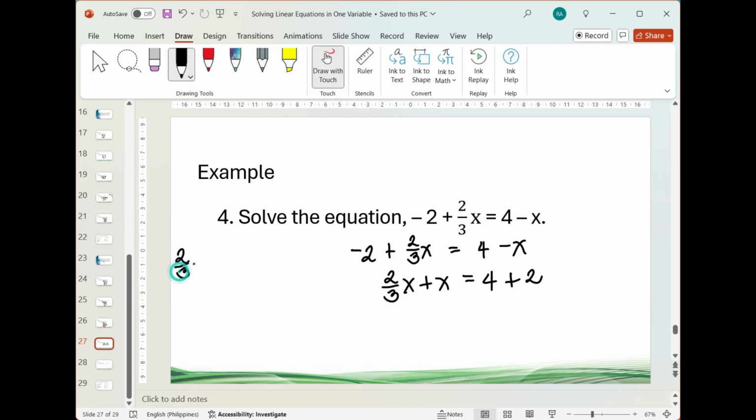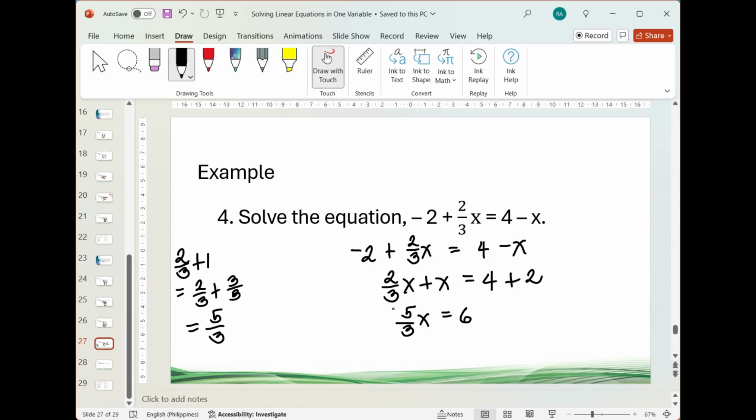Parang 2/3 plus 1. So, remember na si 1, pwede natin siyang i-rewrite as 3/3. 2/3 plus 3/3. So, ang ina-add lang ay numerator. 2 plus 3 is 5. Copy the denominator. So, 2/3 x plus x equals 5/3 x equals, next, 4 plus 2. So, that is equal to 6. So, ang resulting equation natin ay 5/3 x equals 6.